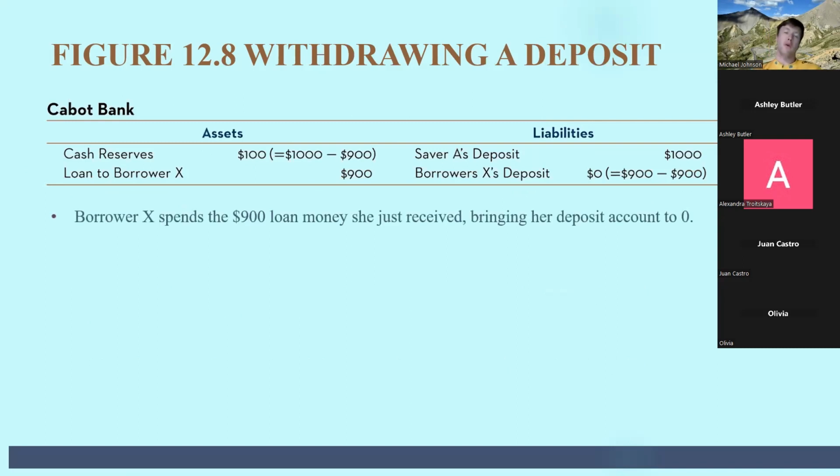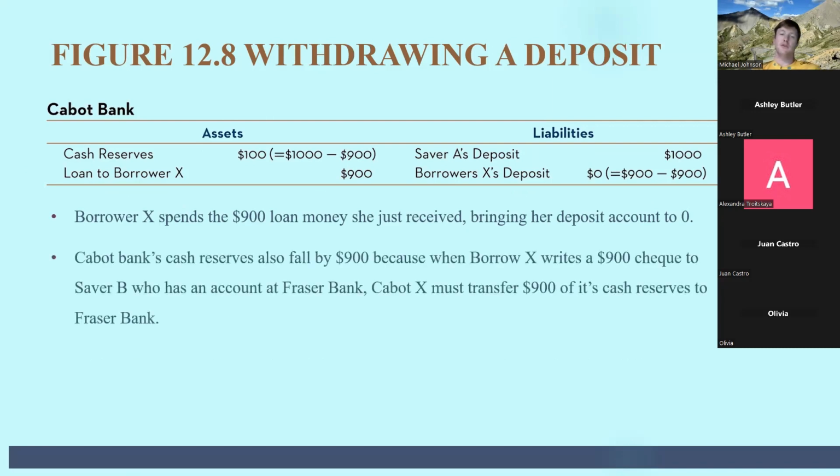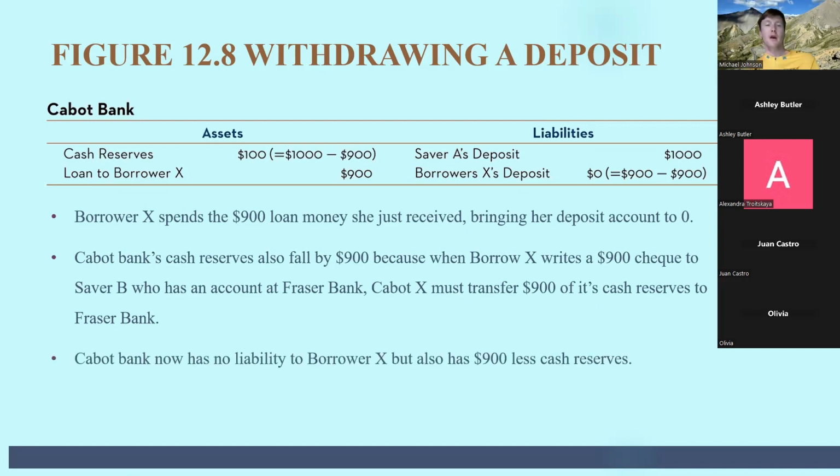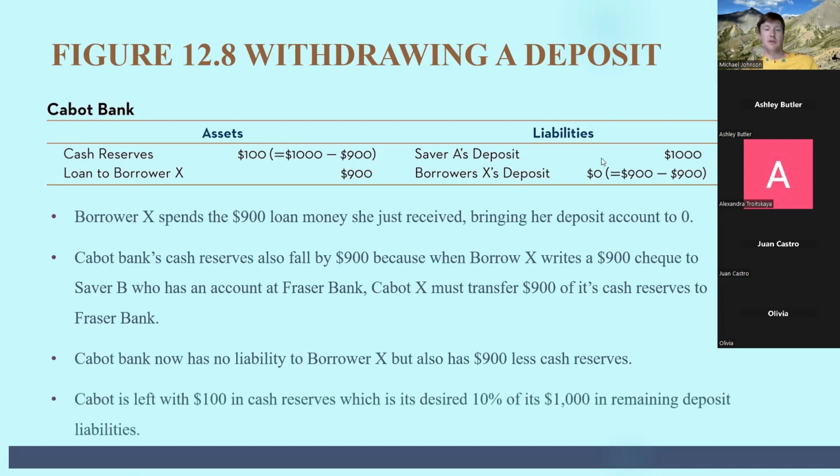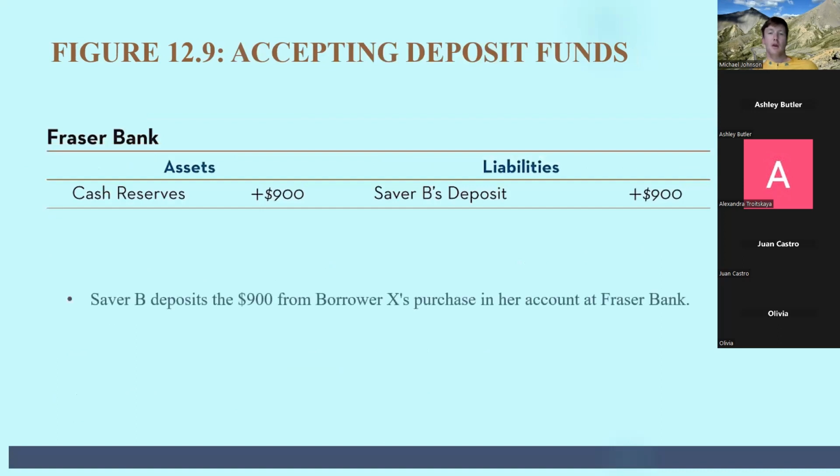Then borrower X spends the $900 loan money she has received, bringing her deposit account to $0. Cash reserves also fall by $900 because borrower X writes a $900 check to saver B, who has an account at Fraser Bank. Cabot must transfer $900 of its cash reserves to Fraser Bank. So Cabot Bank now has no liability to borrower X, but also has $900 less cash reserves. Cabot is left with $100 in cash reserves, which is the desired 10% of its remaining $1,000 in deposit liabilities.